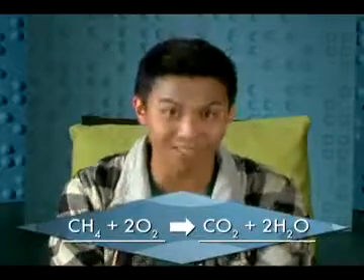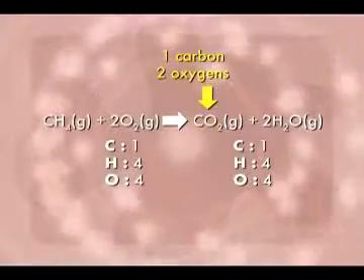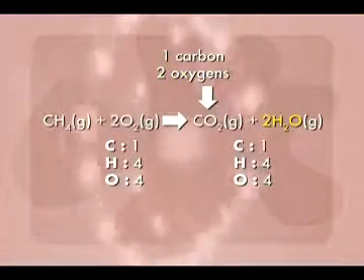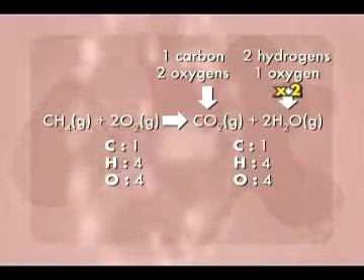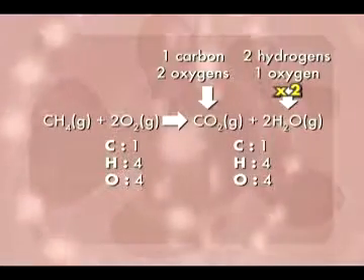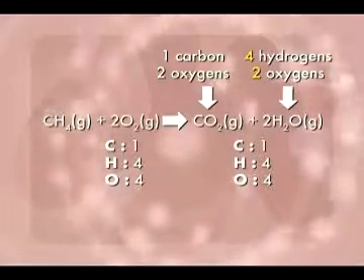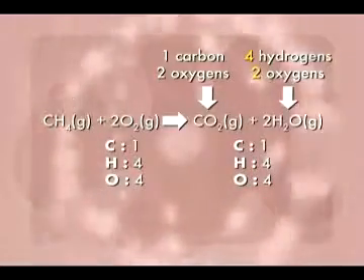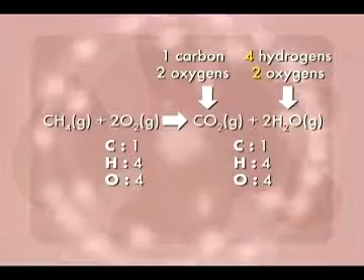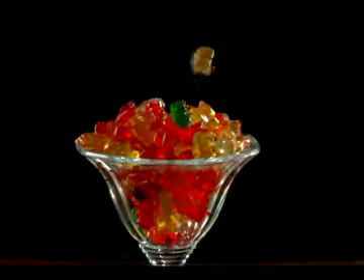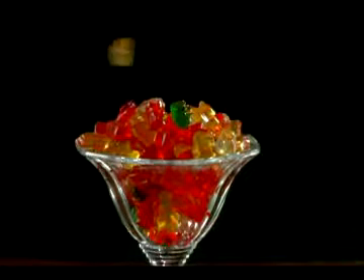Let's check out the products. CO2 has 1 carbon and 2 oxygens. And over here we have 2 water molecules. That's 2 hydrogens and 1 oxygen multiplied by 2 to give us 4 hydrogens and 2 oxygens. When we add it all up, it looks like every atom of reactant is also on the product side. We're good to go.